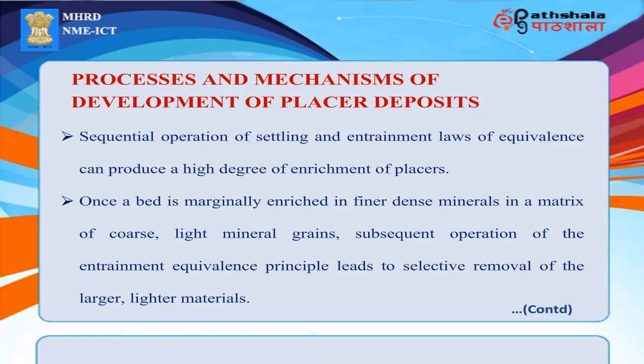Sequential operation of settling and entrainment loss of equivalence can produce a high degree of enrichment of placers. Once a bed is marginally enriched in finer dense minerals in a matrix of coarse lighter mineral grains, subsequent operation of the entrainment equivalence principle leads to selective removal of the larger lighter materials.